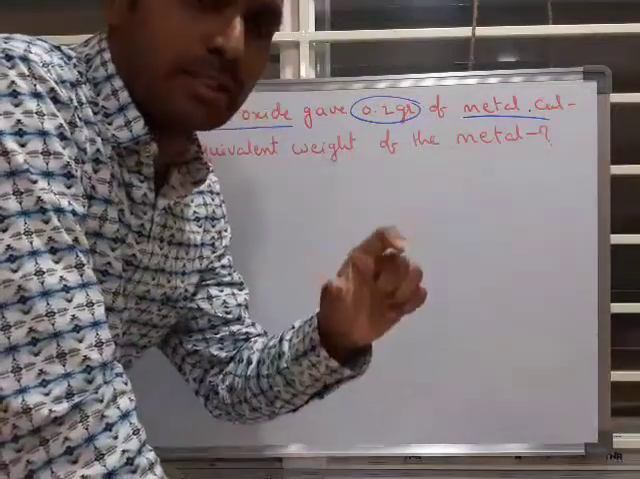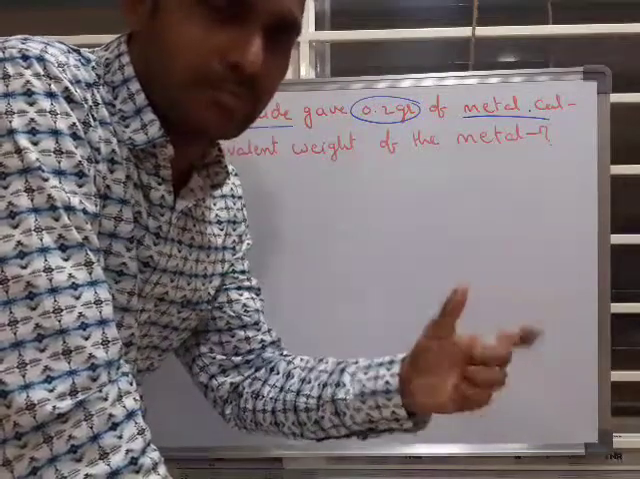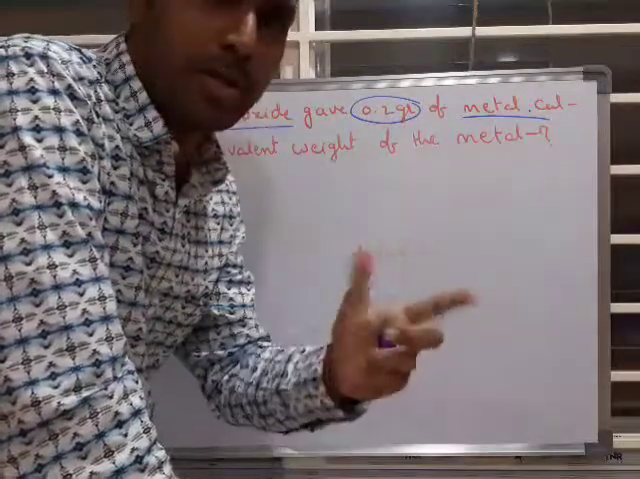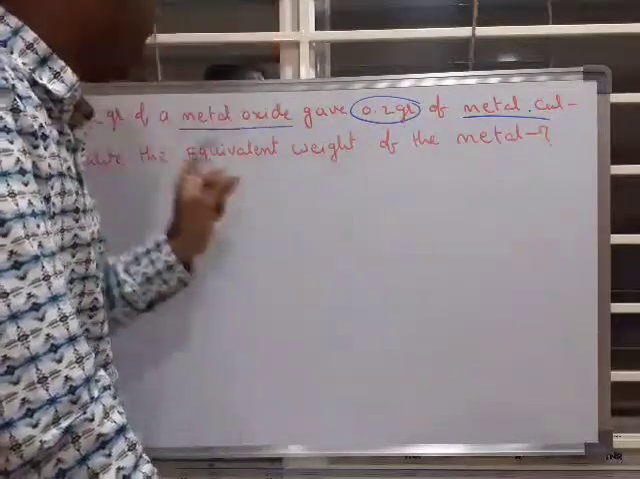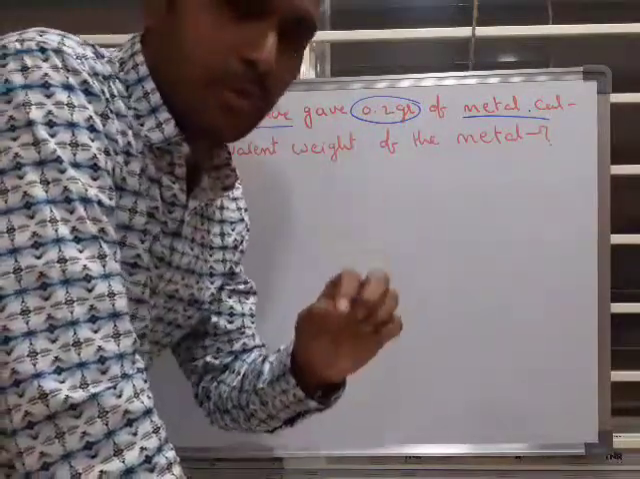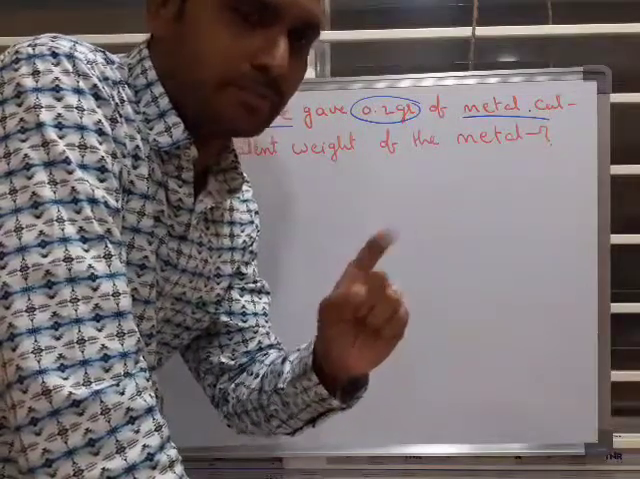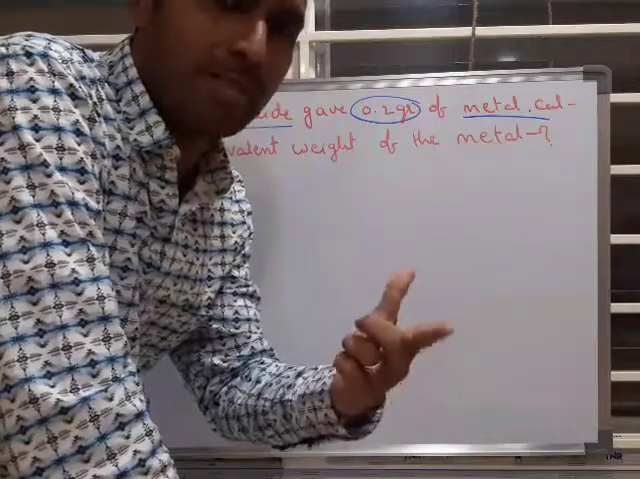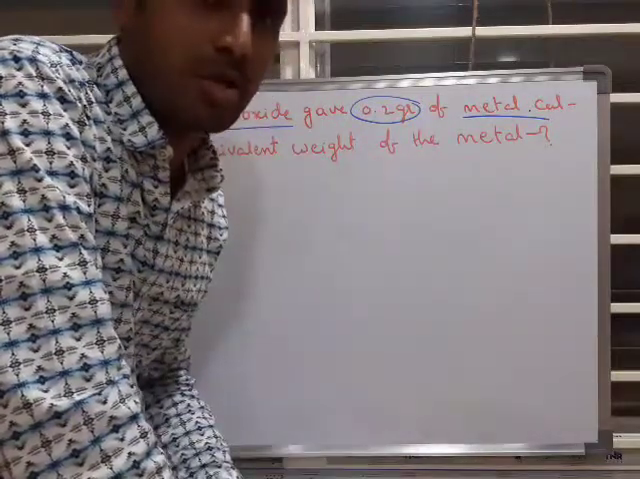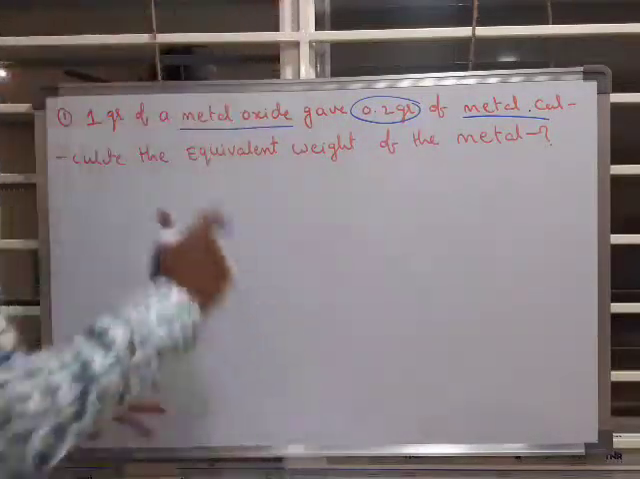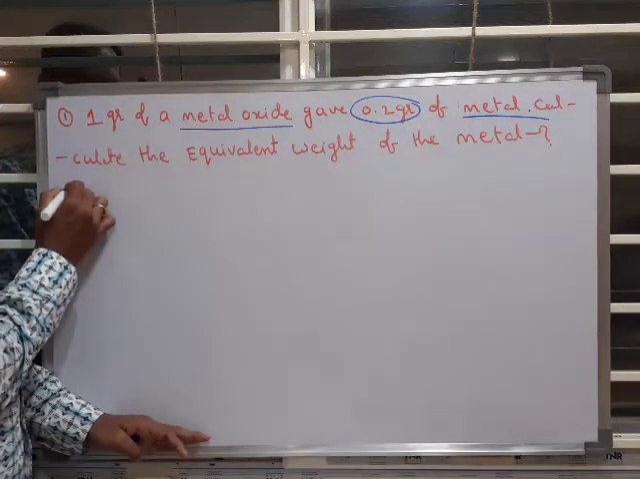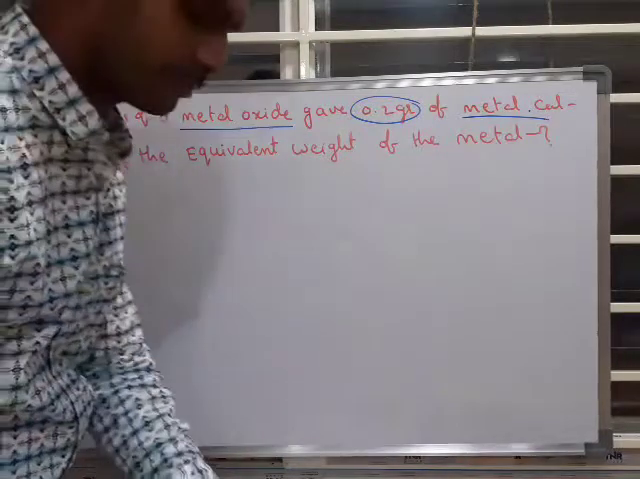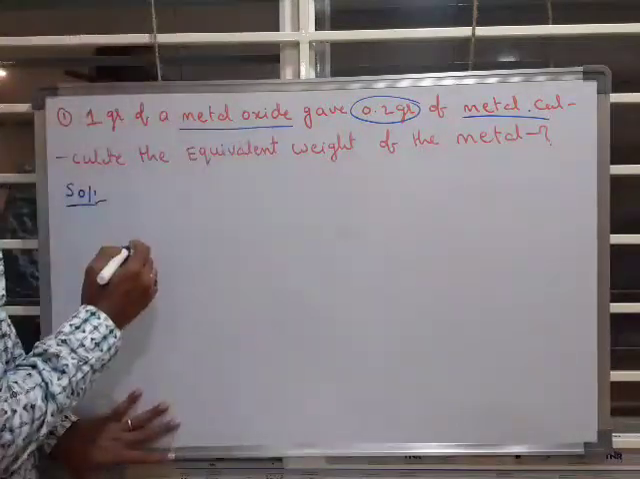The metal oxide gives metal plus oxygen. The oxygen amount is not given, but 0.2 gram of metal is given. Actually, total 1 gram of metal oxide. An important thing: 1 gram of metal oxide gives 0.2 grams of metal and automatically 0.8 gram remains. That is nothing but oxygen. Okay, so first we write the information. Actually there are 3 different models to find the equivalent weight of the metal.